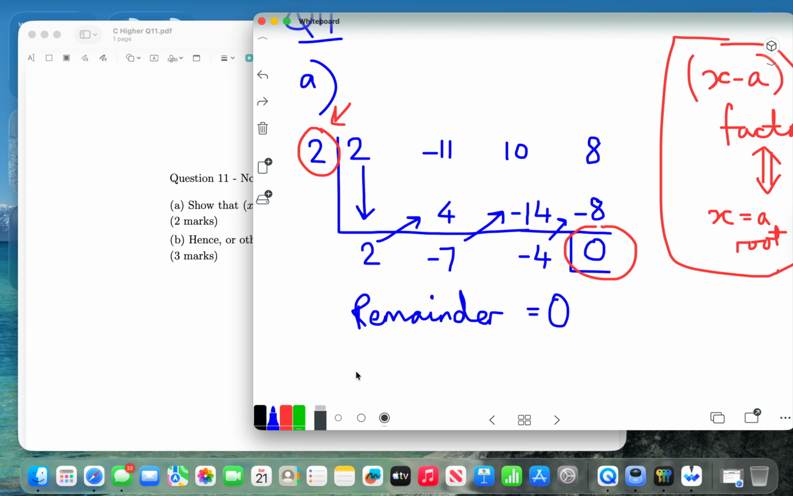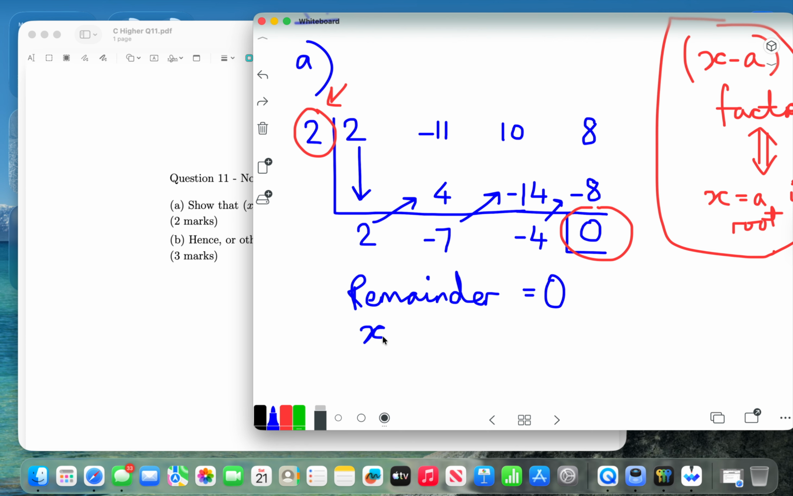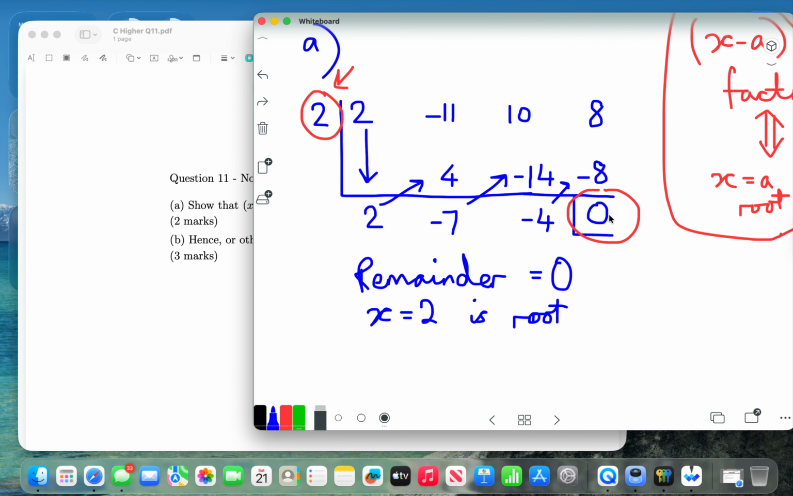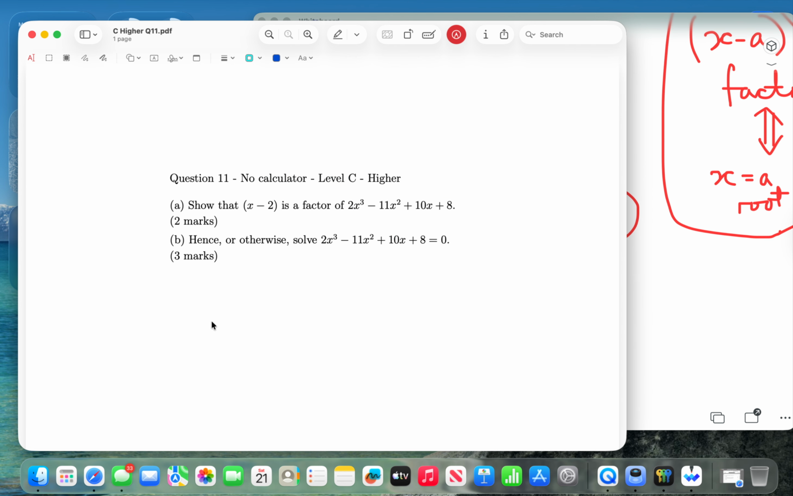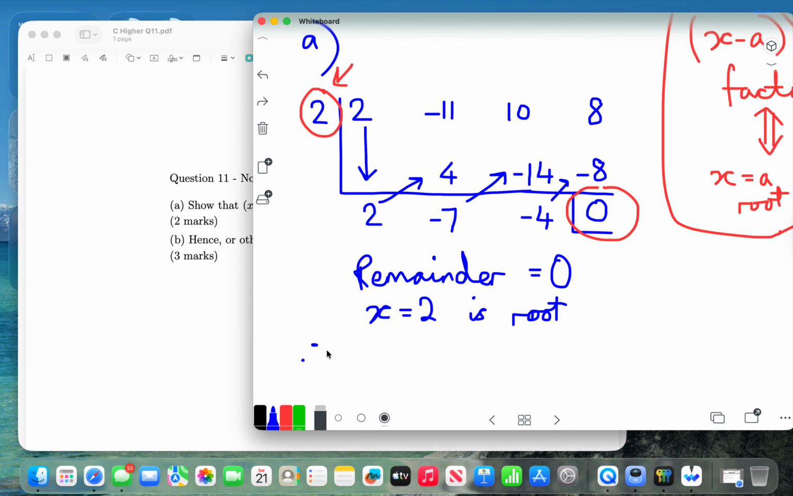So we know that x equals 2 is a root. And this is the level of justification that you have to give. So because x equals 2 is a root, we know that x minus 2 must be a factor. And the question asks us to show that x minus 2 is a factor.